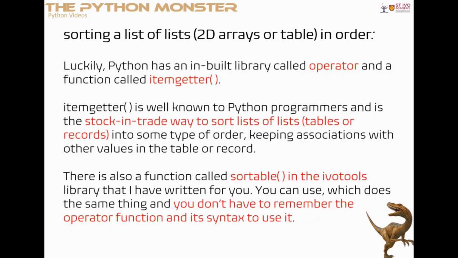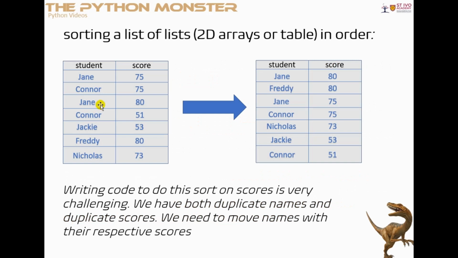Luckily, however, Python has an inbuilt library called operator, and in the operator library is a special function called itemgetter. Now, amongst professional Python programmers, itemgetter is very well known because it gets used quite a lot. It's the stock in trade way to sort a list of lists or a table or records into some type of order, but making sure that the associations between the different values are kept in place. So in that case guys, it would be making sure that the right student is matched up with the right score, okay, even if we've got duplicate values in there.